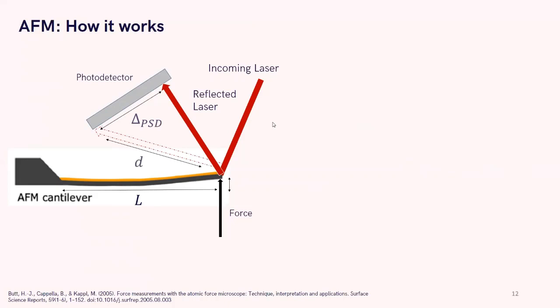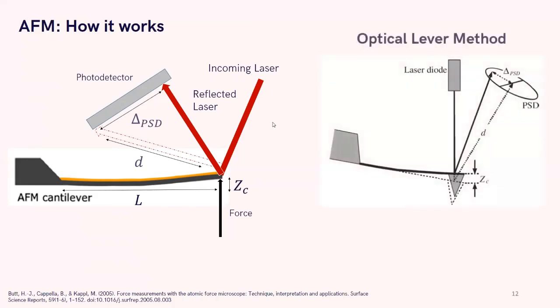and the deflection of the beam at the length of L is denoted by ZC. This method is what we call the optical lever method, which basically measures force by interpreting the change in laser position. Here are the equations that we use to calculate the force.